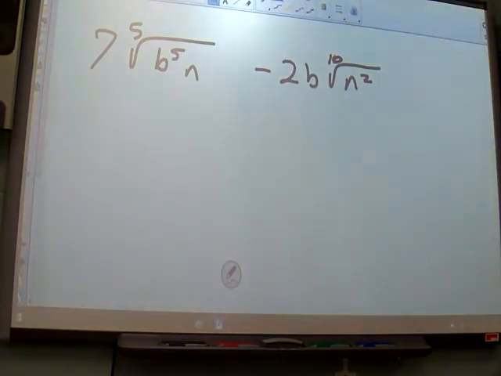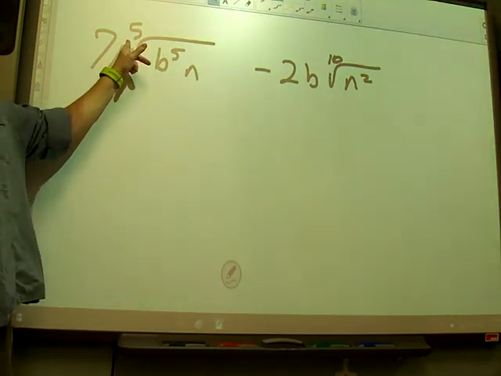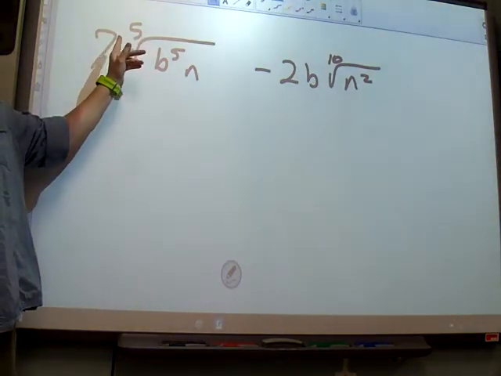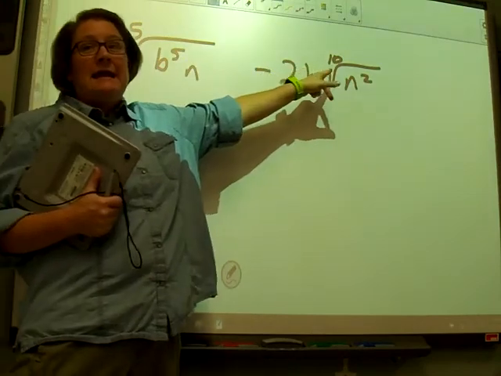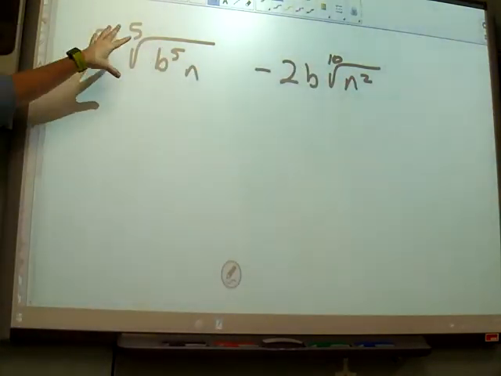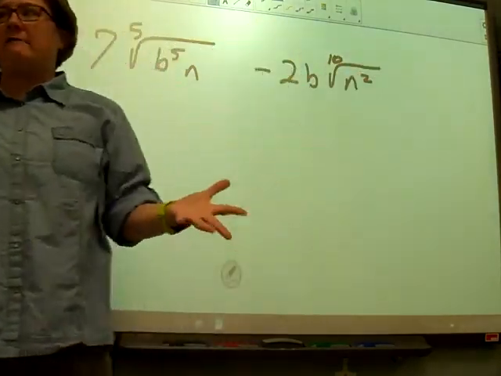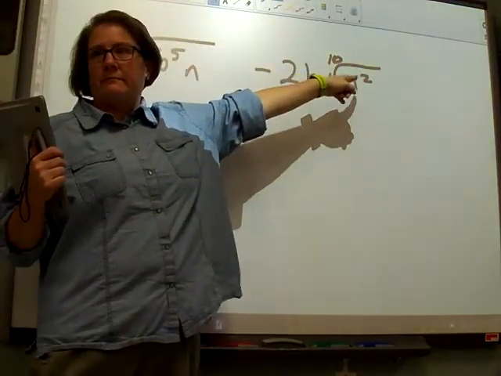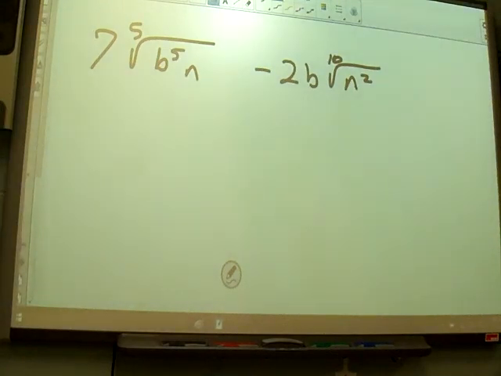This is it. Now, if these had the same indexes, I could just subtract them. I could say like 7 of these minus 2 of these gets me 5 of these. But that's not the same, so I can't subtract that. So I got to see if I can rewrite this stuff in any way. Power over root, power over root, power over root.